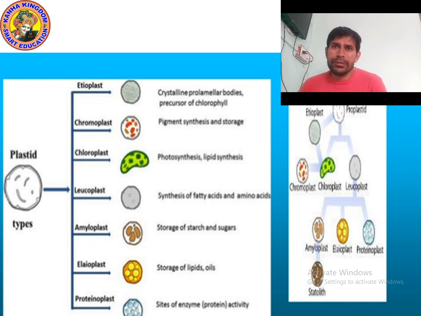So these are the different types of plastid. Etioplast, precursor of chlorophyll; chromoplast, pigment synthesis and storage; chloroplast, photosynthesis and lipid synthesis; leucoplast, synthesis of fatty acid and amino acid; amyloplast, storage of starch and sugar; elaioplast, storage of lipid and oil; proteinoplast, site of enzyme activity.